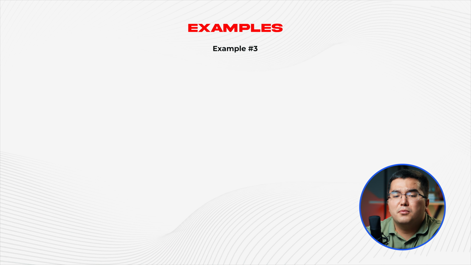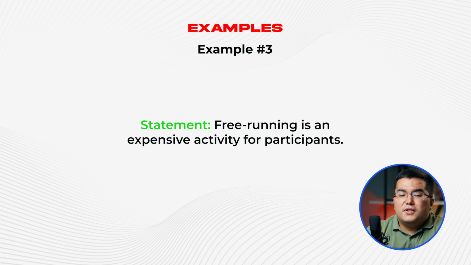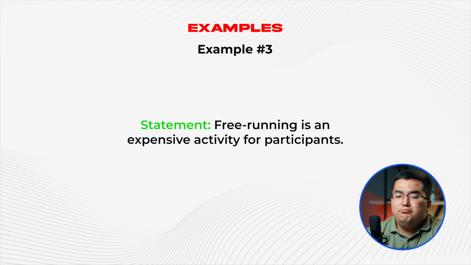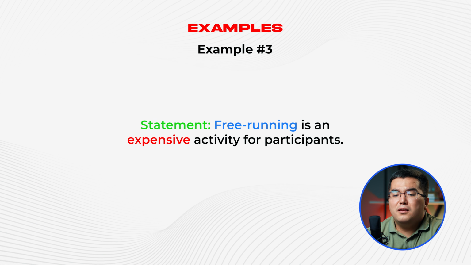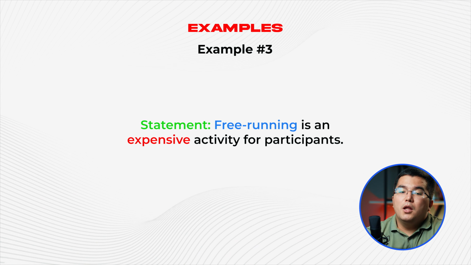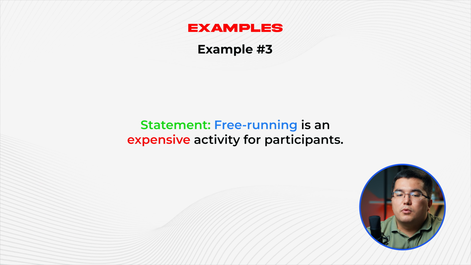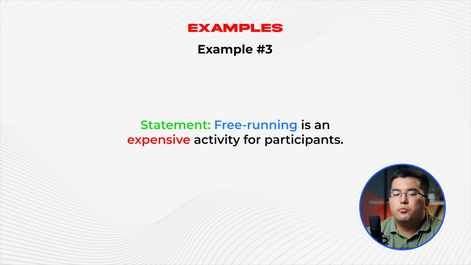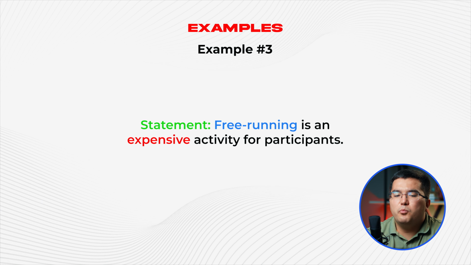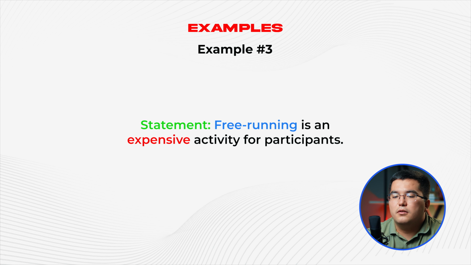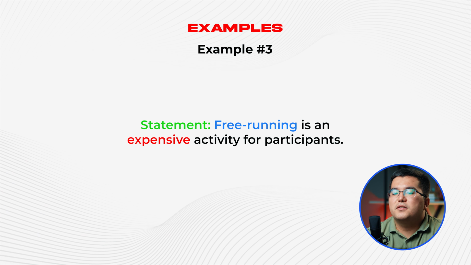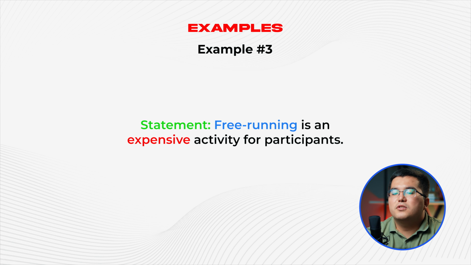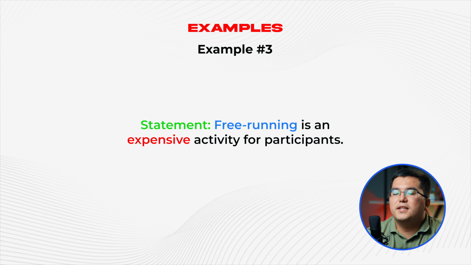Look at example number 3. The statement says, free running is expensive activity for participants. So what is the keyword? Free running and expensive. Free running, I guess it's a term that cannot be paraphrased. Always try to find a word, it can be a person, a place, a number that cannot be paraphrased. And what is the second keyword? Expensive. This is my keyword which has the most impact on the meaning of the statement, expensive.